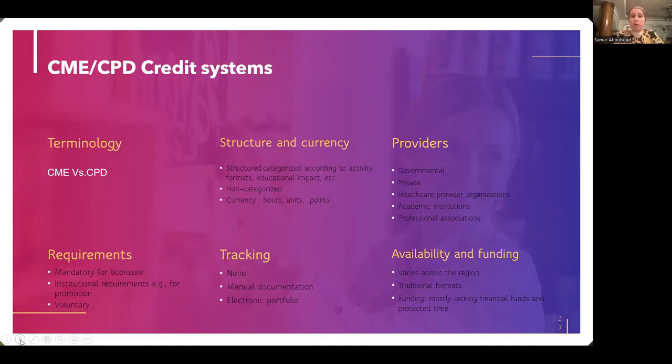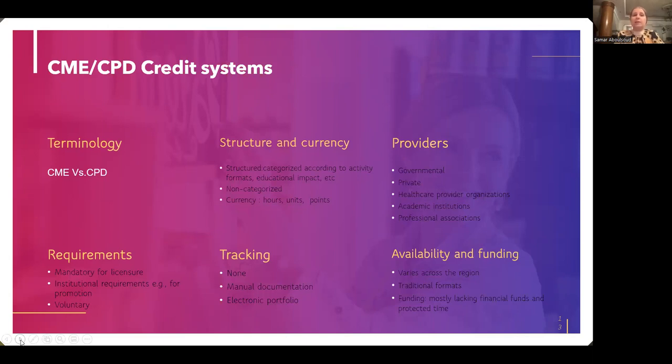In other countries, they are not categorized and are randomly distributed as just an activity. So it's a workshop, a lecture, a seminar. The currency of the credit systems is either calculated in hours, or hours are translated to units and points according to a matrix or an equation.